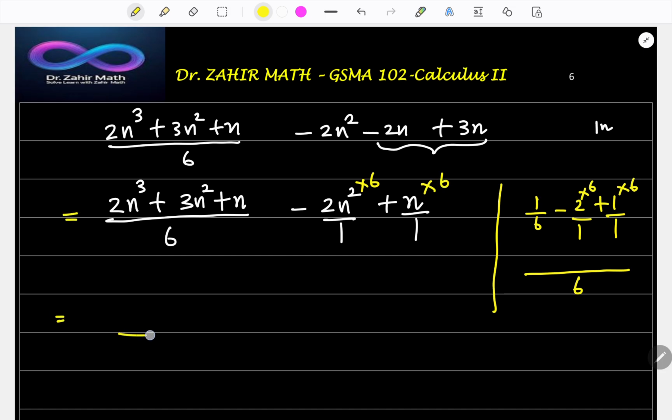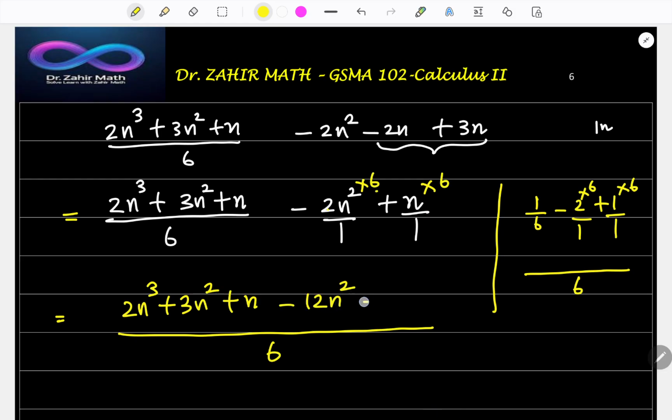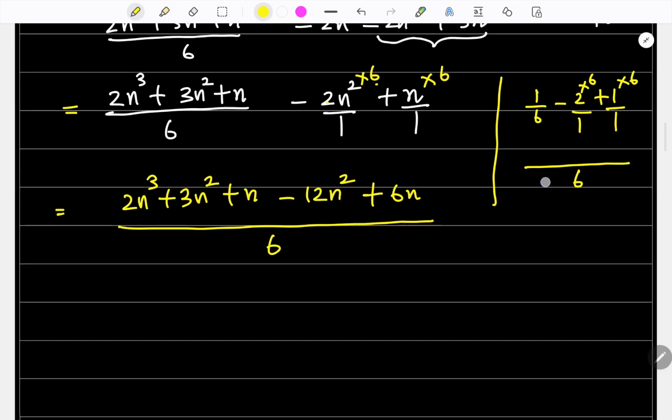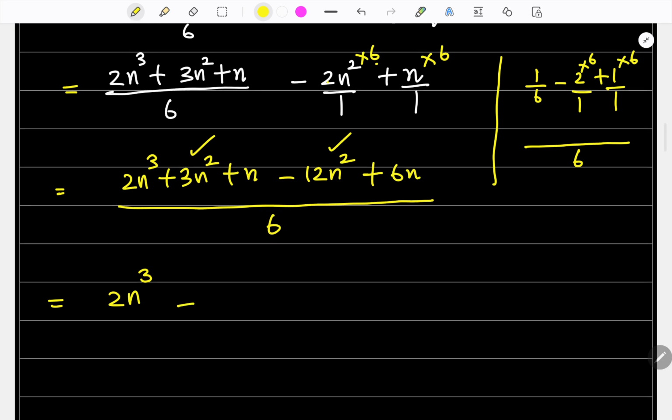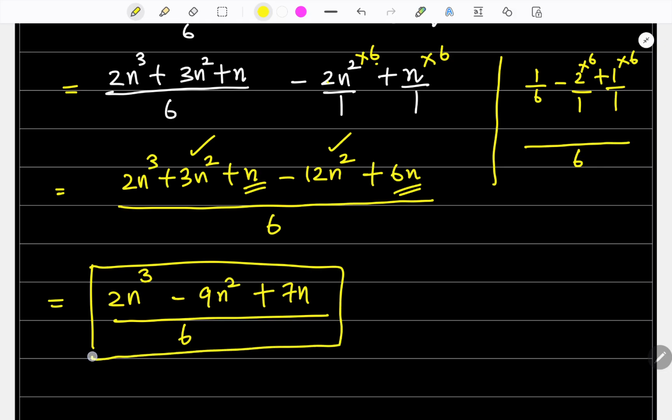So what happens now? I'm going to open this one, which is 6. Here there is no change: 2n cube plus 3n square plus n. But here 6 into 2 is minus 12n square, and 6 into n is 6n. So if I simplify this one, write first the cube term, 2n cube, that's the highest term. 3n square minus 12n square: 12 minus 3 is 9, so minus 9n square. And after that, it is plus n, it is 6n, so it's going to become 7n over 6. So this is going to become your final answer.